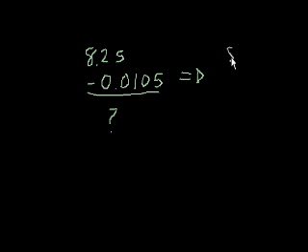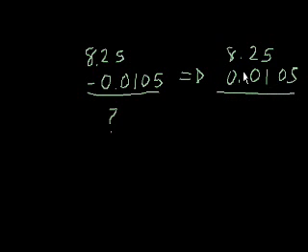So it's 8.25 and 0.0105. Notice I lined up this decimal right below this decimal. Now I add the zeros, just because this 0 and this 5 need to be subtracted from something. And now let me do my borrowing.